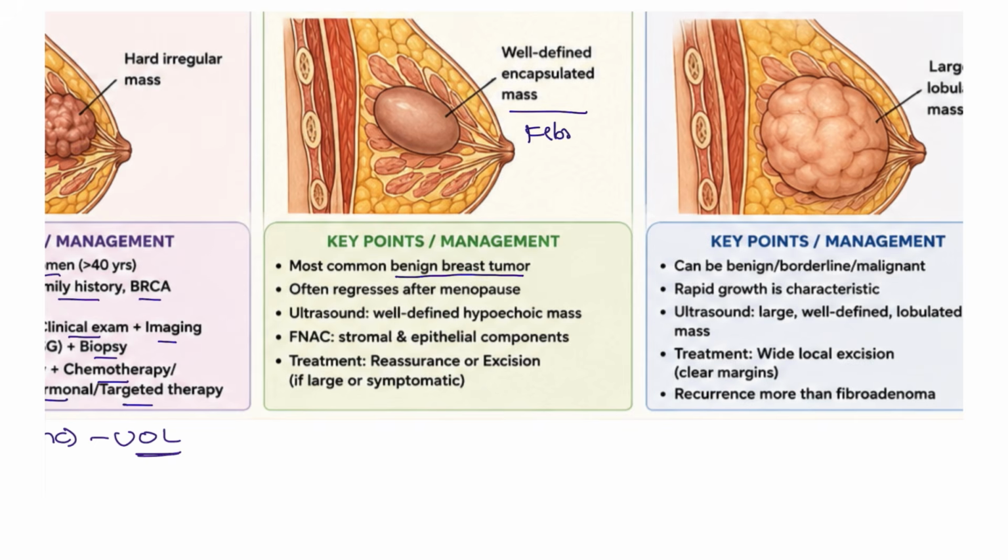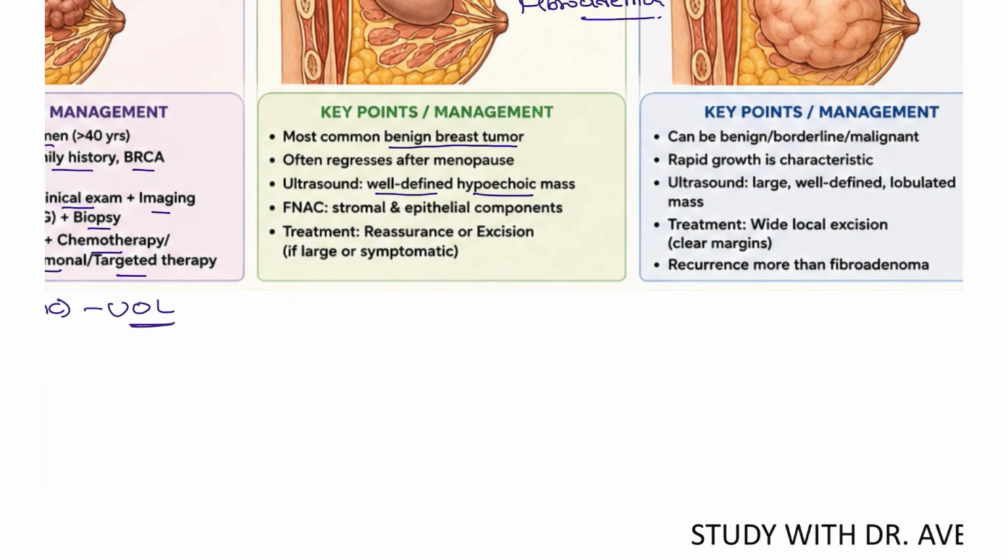Next, coming to the benign breast tumor, this is a fibroadenoma. In patients suffering from fibroadenoma, it will be a well-defined hypoechoic mass, also known as a mouse-like mass, and it changes only with the patient's cycle. Reassurance is given, and if there is any discomfort, then we can go for excision.